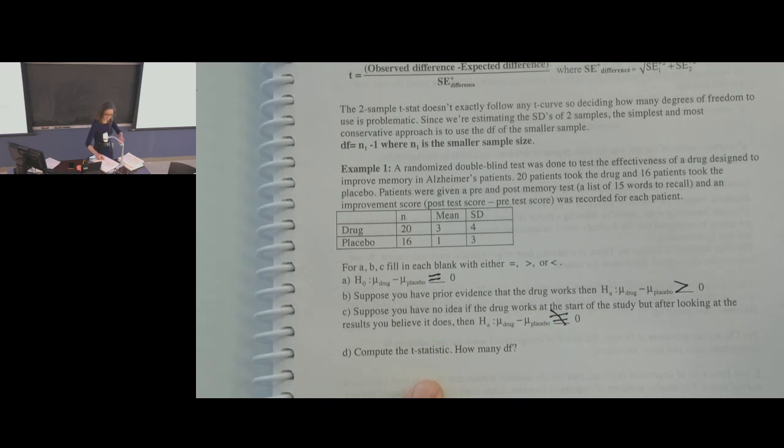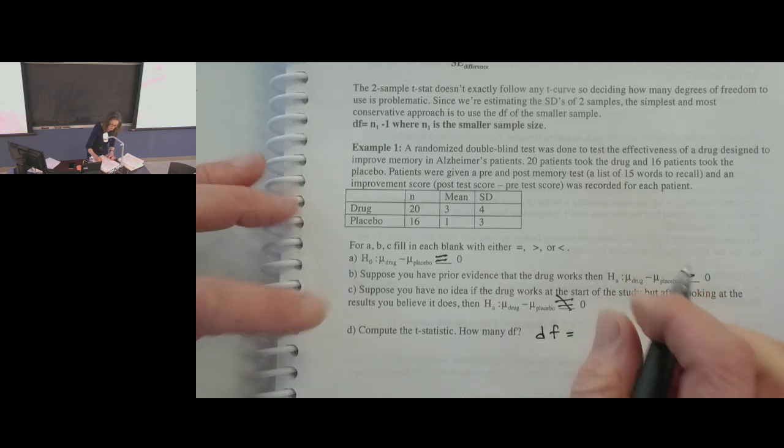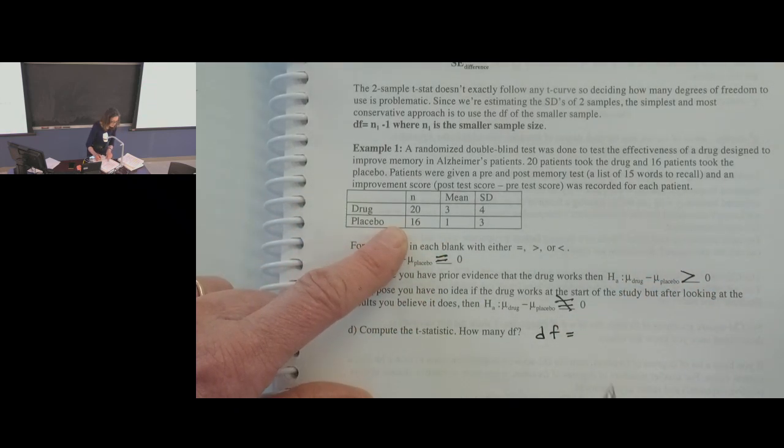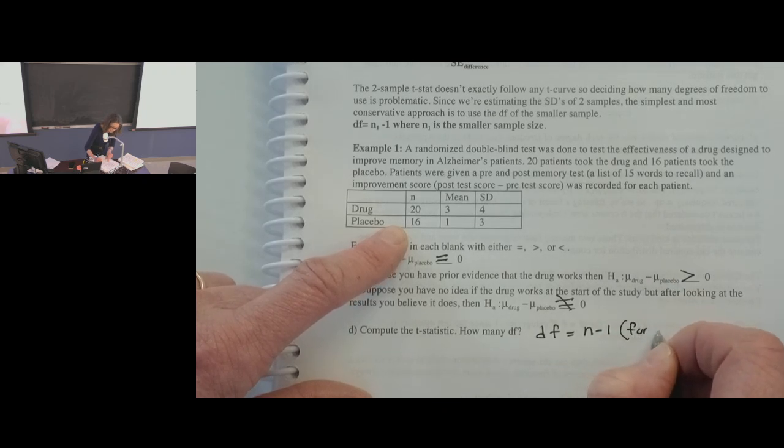All right, let's compute the t-statistic and how many degrees of freedom, all that. Okay, first of all, degrees of freedom is going to be easy. We're just going to take our smaller sample size, which is 16. So it's n minus 1 for the smaller n.